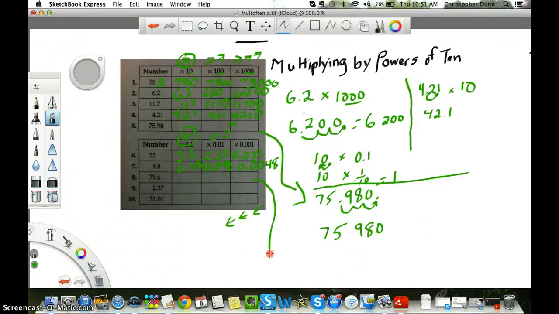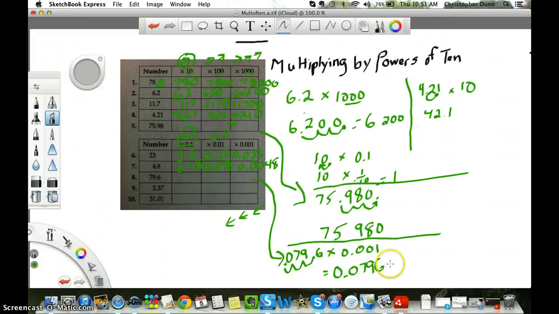So 79.6 times 0.001, we're going to move three spaces to the left. 1, 2, 3. So that would equal 0.0796. Anyway, hopefully that helps. Thank you.